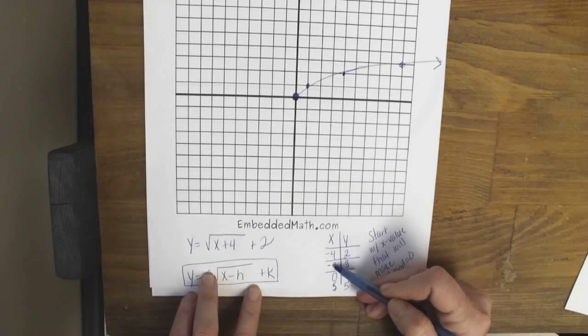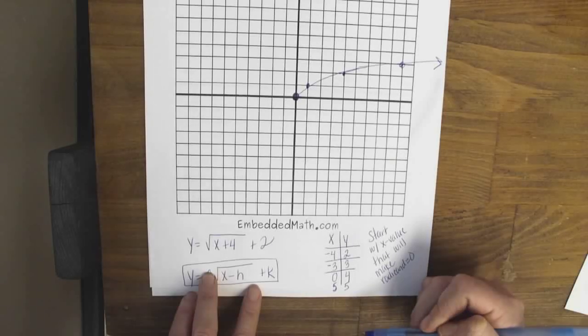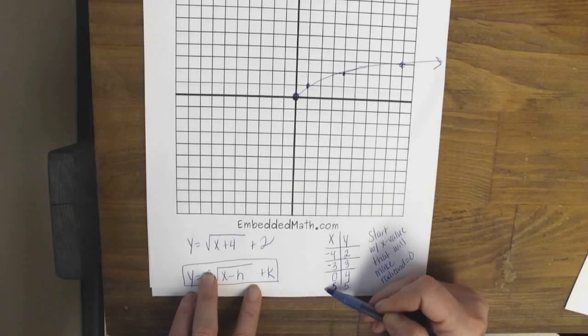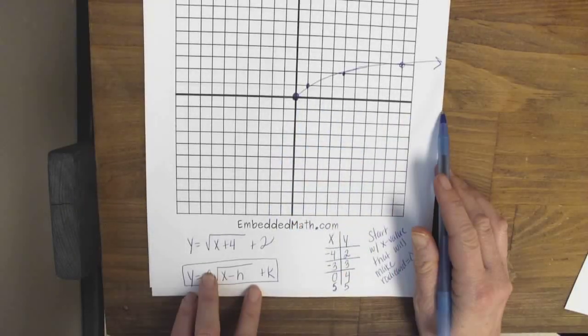So I went up by 1. Then I went up by 3. Then I went up by 5. Then I could go up by 7, but then 5 plus 7 is 12. I would be off my grid.